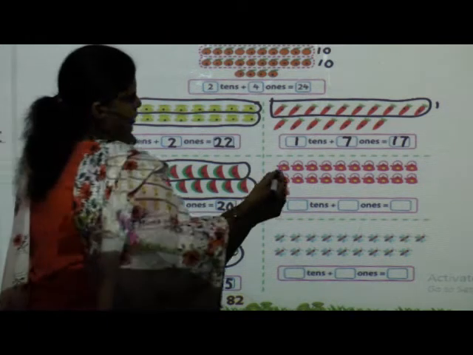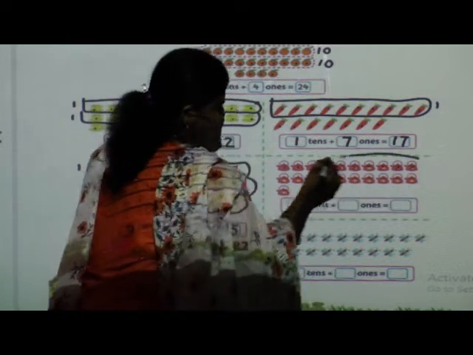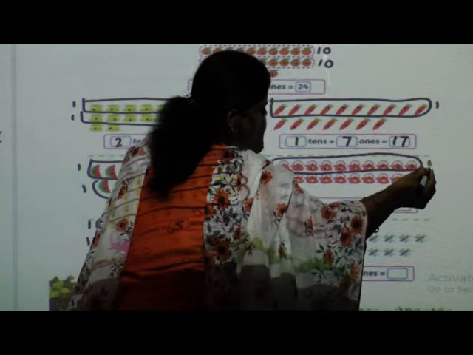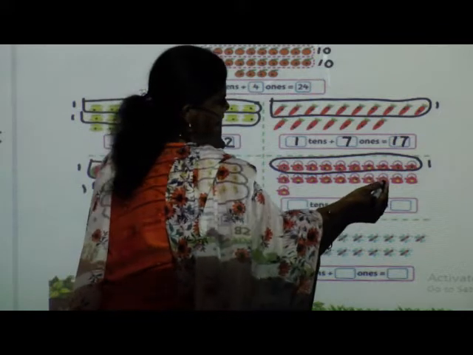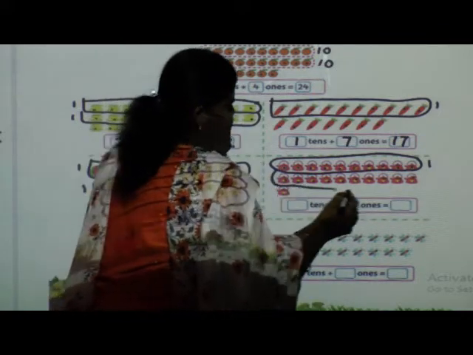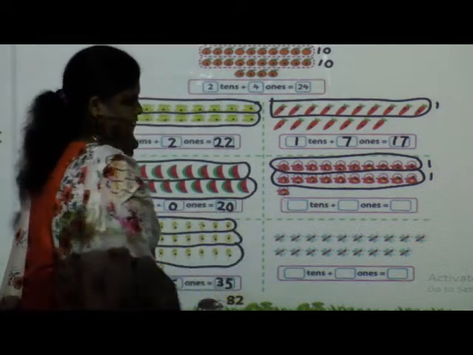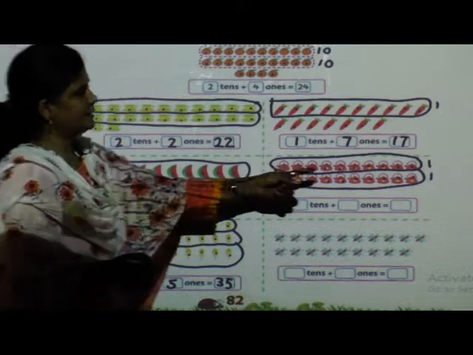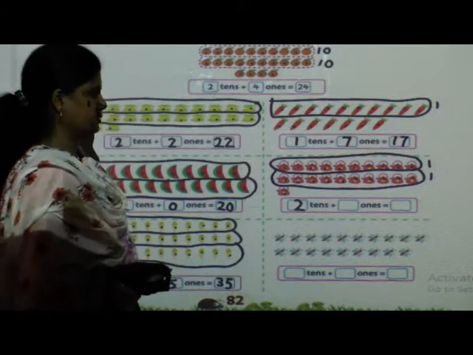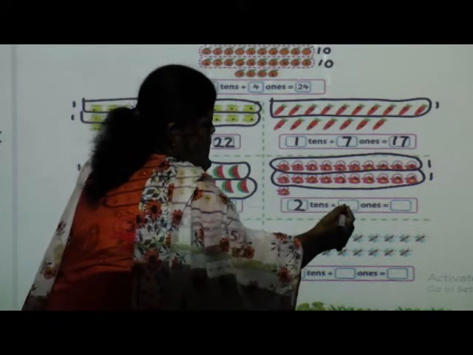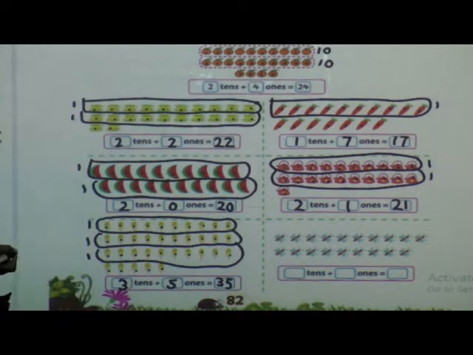Now next 1, 2, 3, 4, 5, 6, 7, 8, 9, 10. So make a bundle of 10. 1. Next 1, 2, 3, 4, 5, 6, 7, 8, 9, 10. So make another bundle. Yes, and now here only 1 is there. So what we have to do? How many bundles are there? 1, 1 means here 2. 1 plus 1, 2. And here only 1 is there. So here we will write 2, 1, 21. So next now.